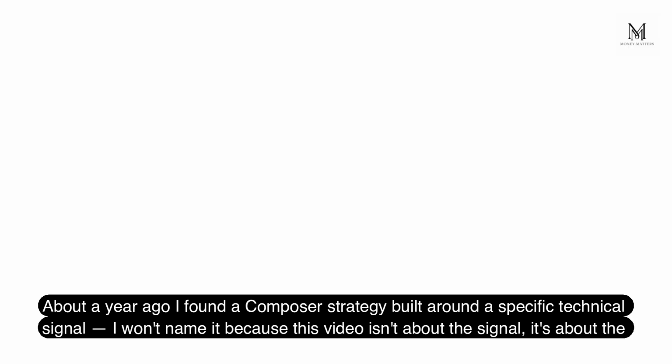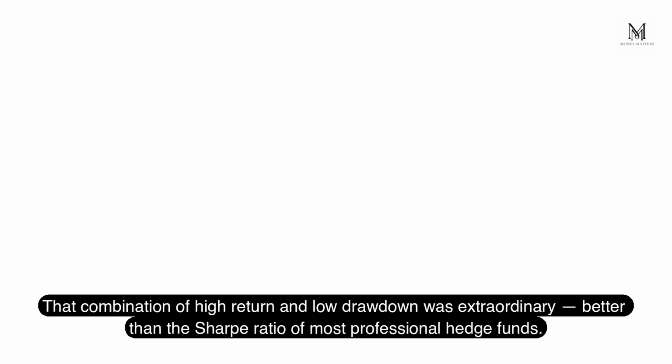About a year ago I found a composer strategy built around a specific technical signal. I won't name it because this video isn't about the signal, it's about the mistake. The backtest showed a 31% annualized return over 10 years with a maximum drawdown of only 12%. That combination of high return and low drawdown was extraordinary, better than the Sharpe ratio of most professional hedge funds. I should have been skeptical immediately.